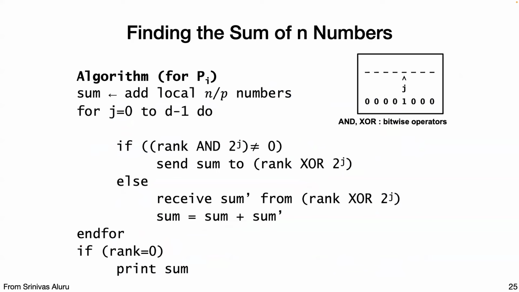Going back to the code, there's two cases: there's send, and then there's receive, or receive and add, I guess. And this is just sending along your neighbors in the hypercubic permutation. And then at the end, if your rank is 0, you just print the answer. Conventionally, the answer shows up on rank 0, but it's not necessary that that's the case. You could put it anywhere.